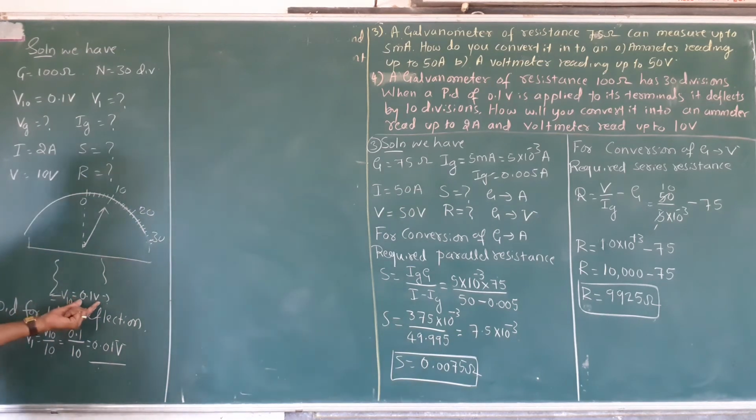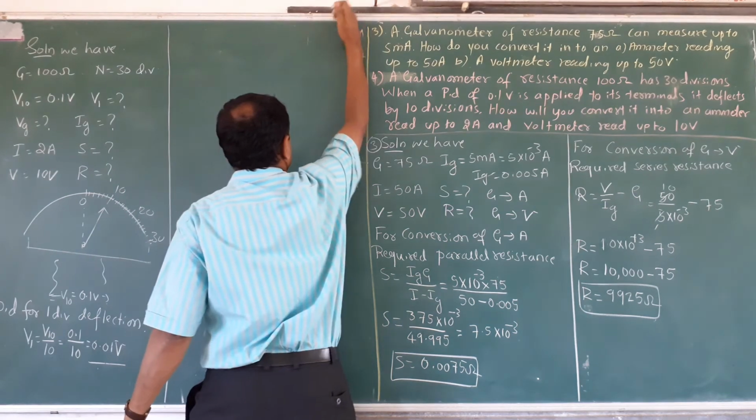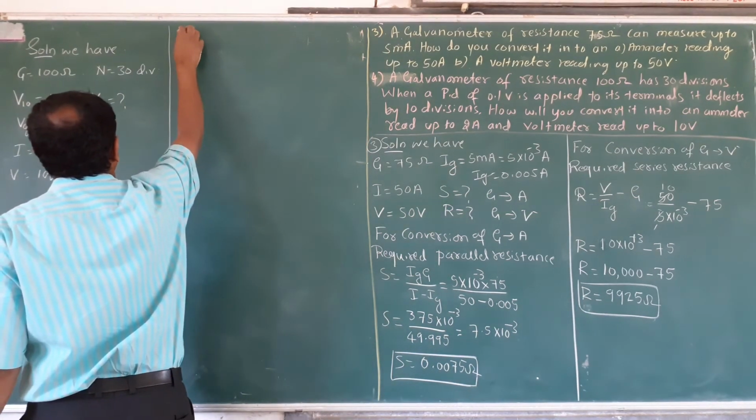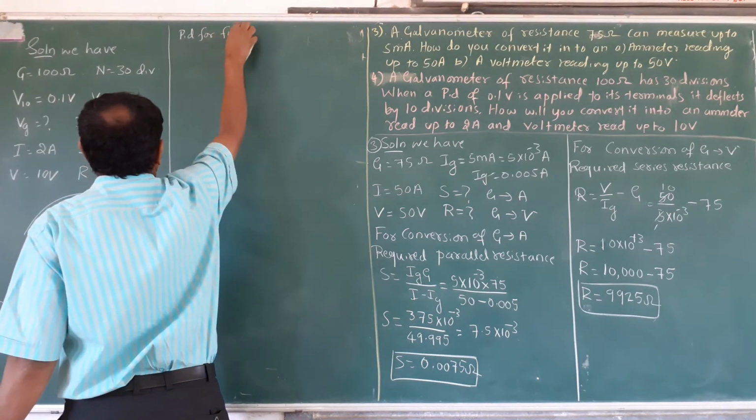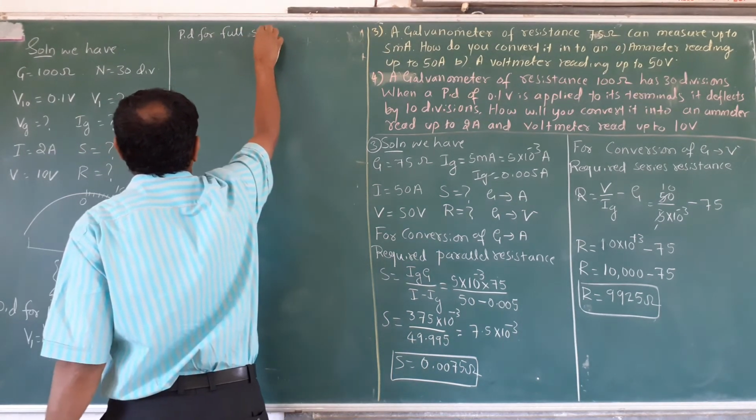0.1 volt potential difference for 10 division deflection. For 1 division deflection is 0.01 volt. Next, potential difference for full scale deflection. Full scale deflection.